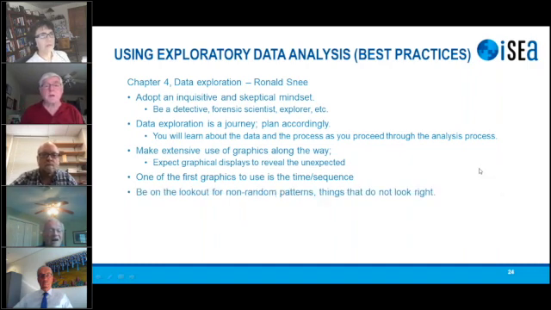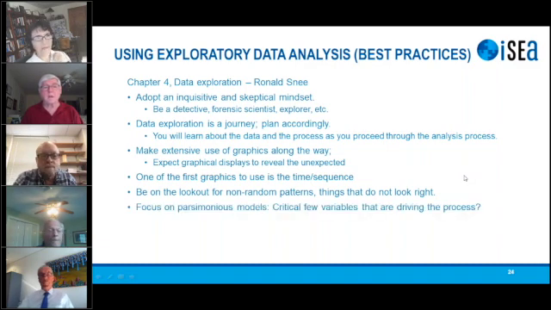Next one is be on the lookout for non-random patterns, things that just don't look right. That can help you clean up the data, suggest variables that we can use to model the process, and identify important variables. Next, focus on parsimonious models, the critical few variables. It's been our experience, and that of a lot of others, that for a typical process there are 3 to 6 key variables that are driving the process. Whenever you look at the graphical displays and do the exploration, you're going to see variables which have big effects. And we typically see 3 to 6 as being critical.